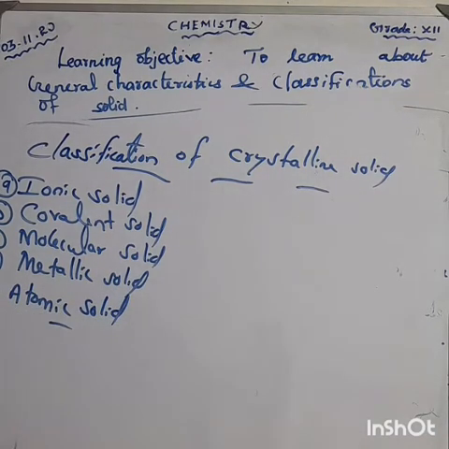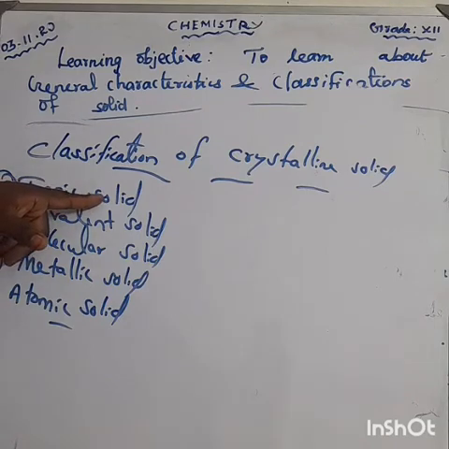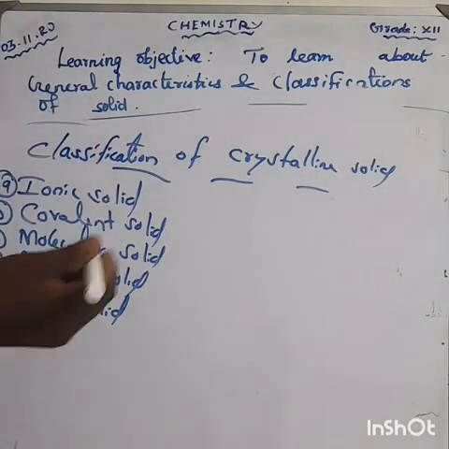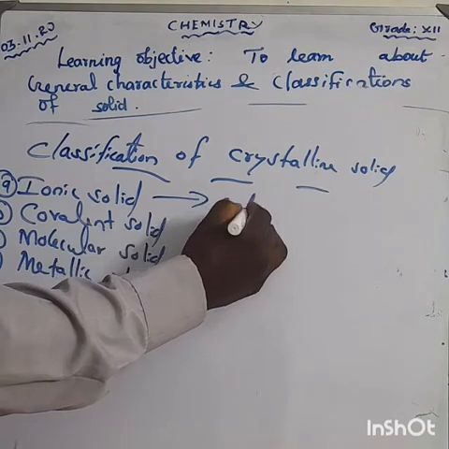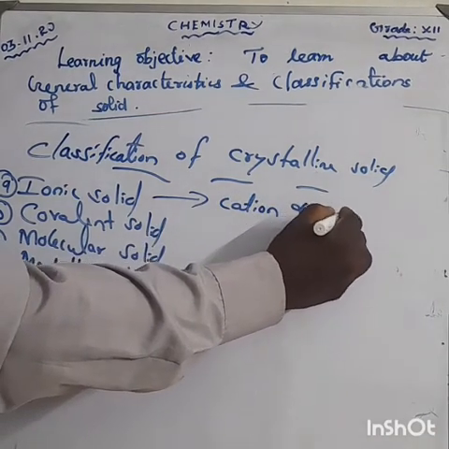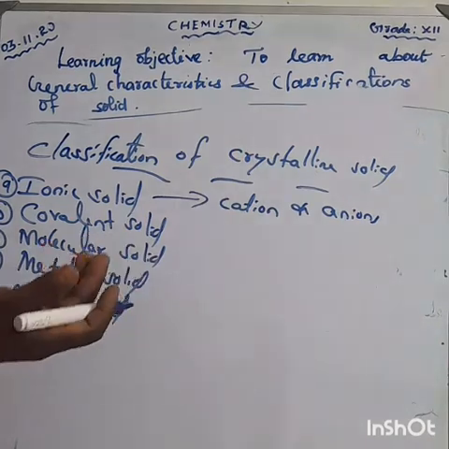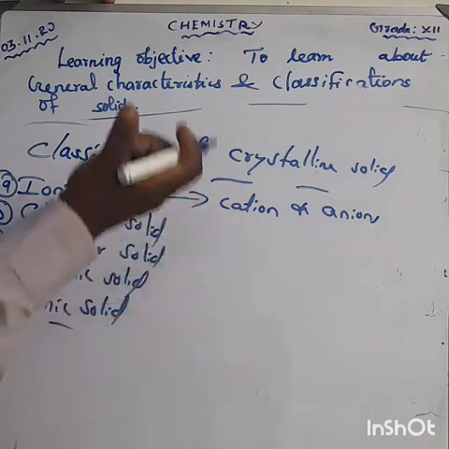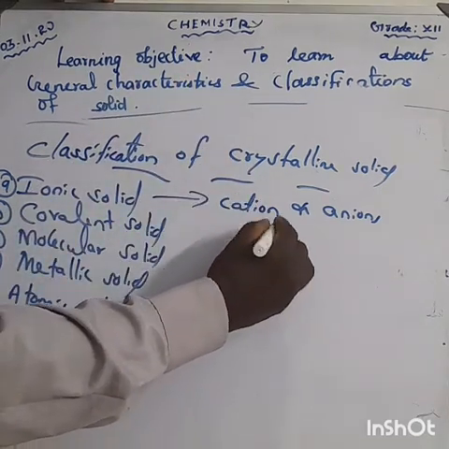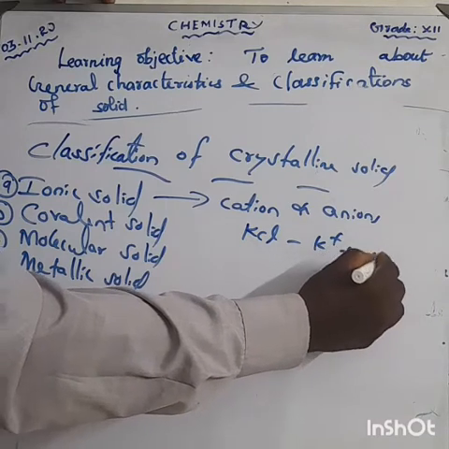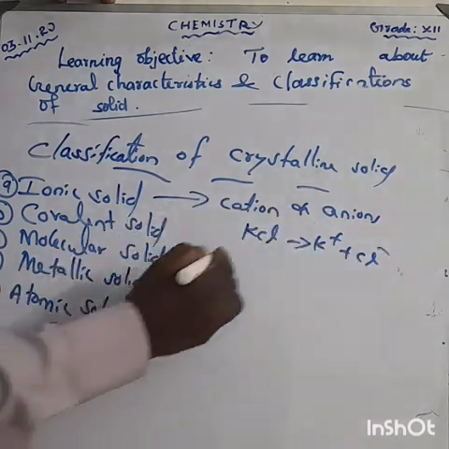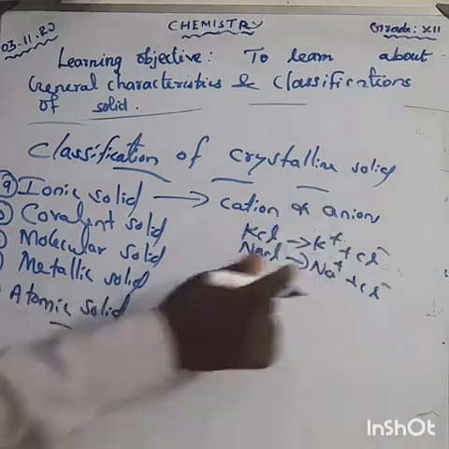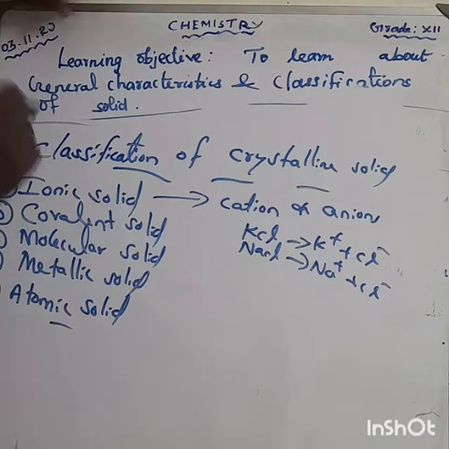Next, what is an ionic solid? The structural units of ionic solids are cation and anion. Examples are sodium chloride and potassium chloride, which are ions. For example, potassium chloride means K+ and Cl-. Sodium chloride means Na+ and Cl-. Potassium and sodium are all ions, so you can say ionic solid.